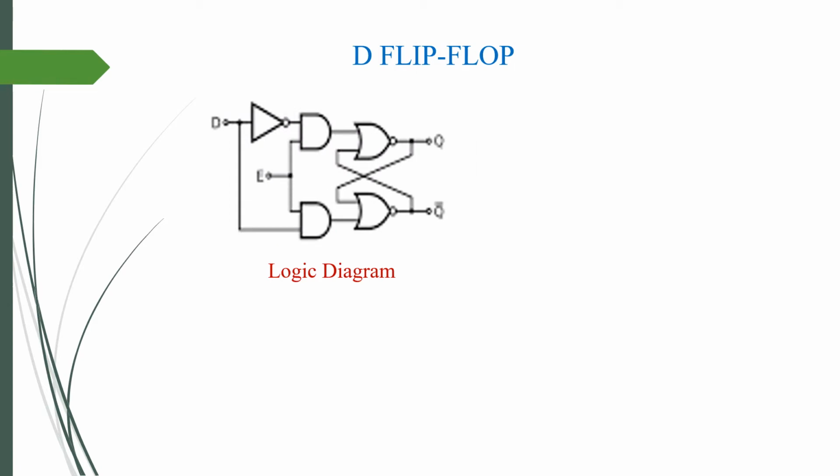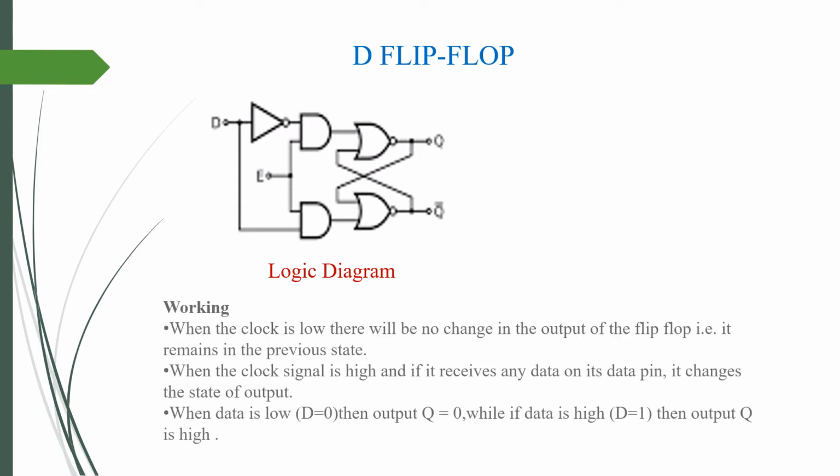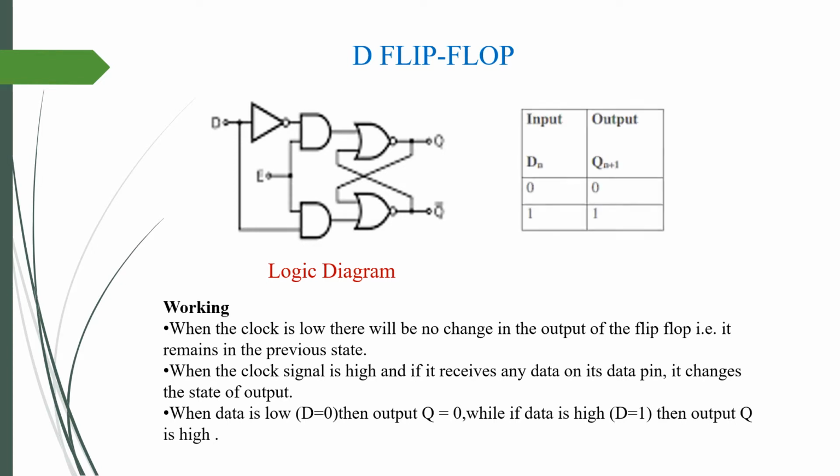Here you can see logic diagram of D-type flip-flop. When clock is low, there will be no change in the output of D-type flip-flop. It remains in the previous state. When clock signal is high and if input is given, then output changes according to input. When input data is low or 0, then output will be 0. When input data is high, then output will be high. Here you can see truth table of D-type flip-flop.